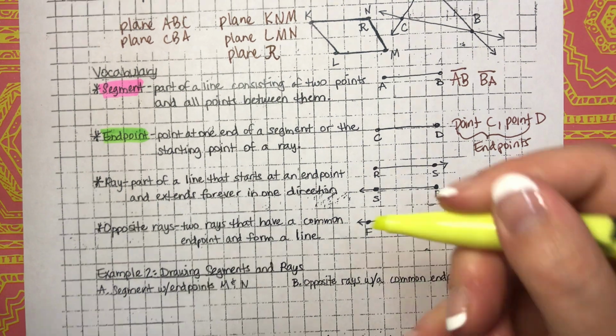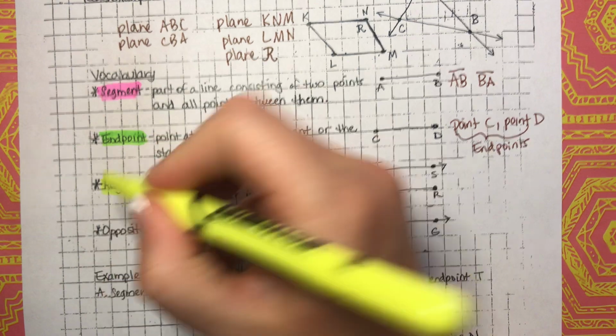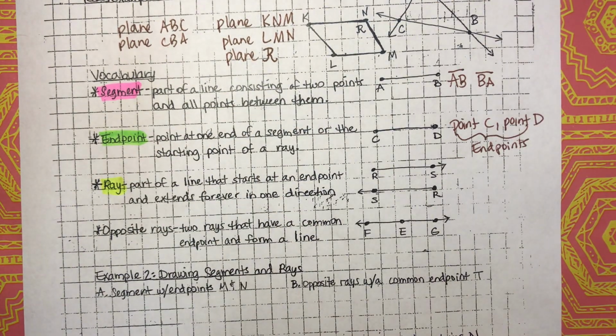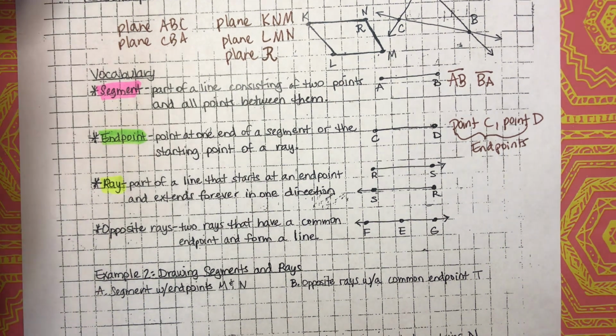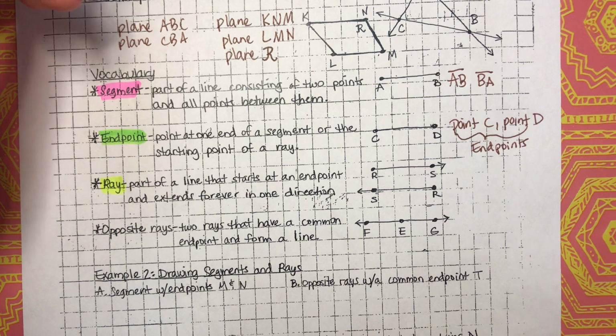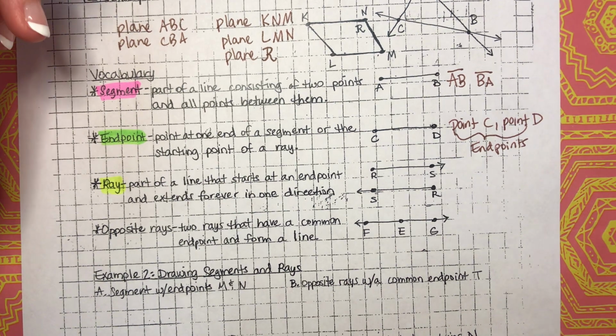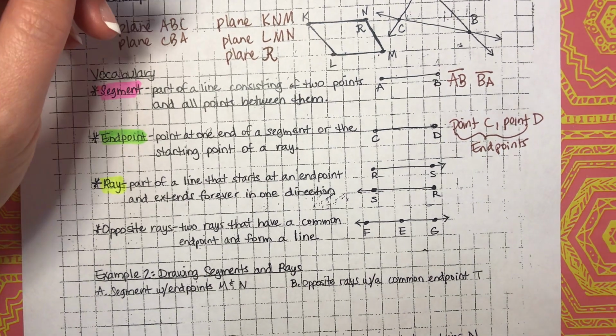Okay, let's talk about the next. The next one is a ray. A ray is a part of a line that starts at an endpoint and extends forever in one direction, but not two. A line extends in two directions, and a ray just extends in one direction.